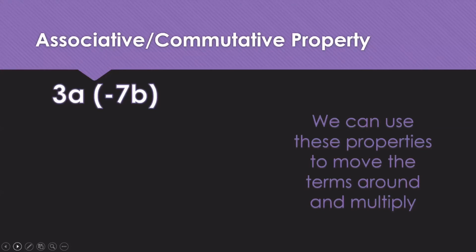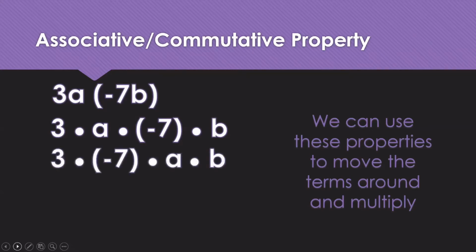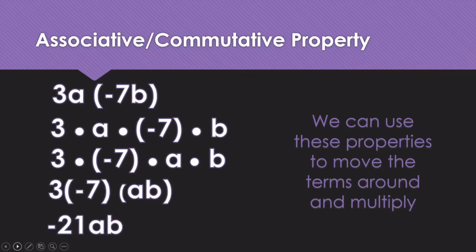So these two properties together allow us to move these around and multiply easily, meaning I can break apart. This all means multiplication. Okay, when I don't see a symbol and they're all next to each other, I'm multiplying. But what I can do is I can put my numbers together and my variables together to get negative 21ab. Okay, that is simplifying that expression. I have gotten it down to one term. Notice I can do this because it's multiplication. It's not addition or subtraction.